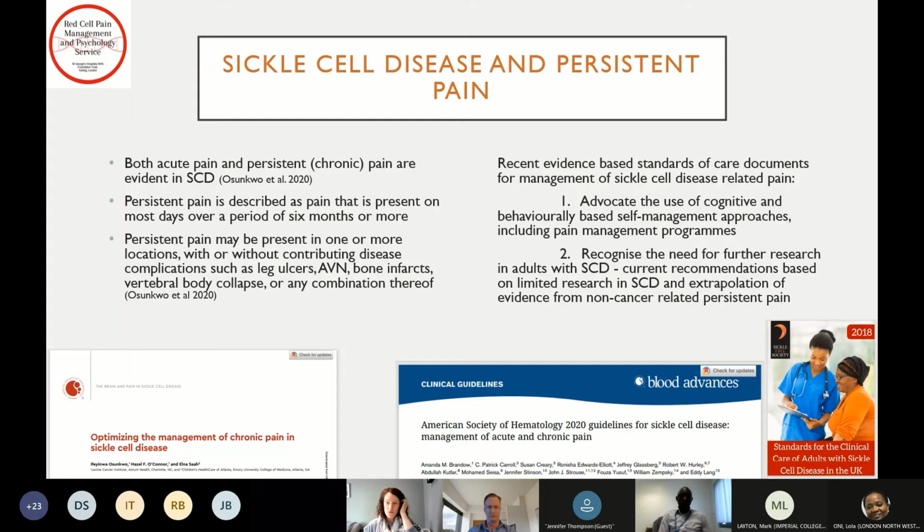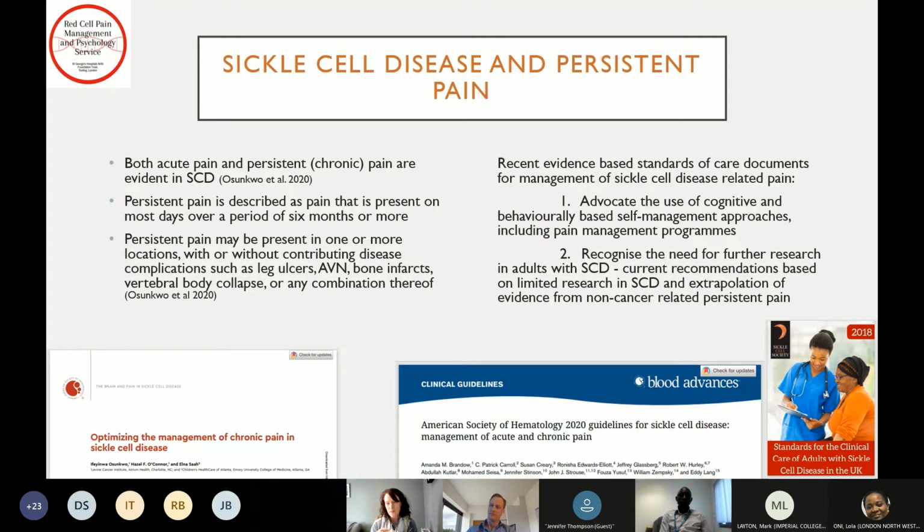So in the last few years, there have been some very helpful evidence-based standards of care documents released in the UK and USA, I'm sure you're all familiar with. Both the Sickle Cell Society document and the ASH guidelines that were published last year advocate the use of cognitively and behaviourally based self-management approaches, including pain management programmes, as part of a comprehensive pain management approach for adults with sickle cell disease.